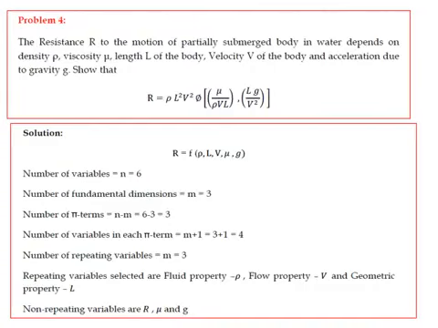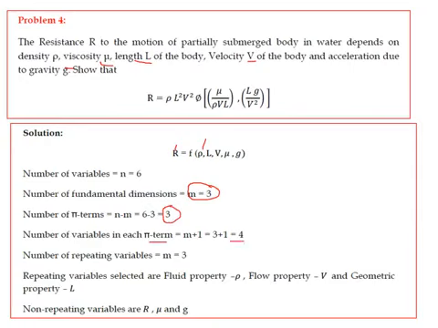The resistance R to the motion of a partially submerged body in water depends on density, viscosity, length, velocity, and acceleration due to gravity. So R is a function of rho, L, V, mu, g. How many variables are there? 1, 2, 3, 4, 5, 6. The number of fundamental dimensions is 3. So n minus m is 3, so the number of pi terms has to be 3.